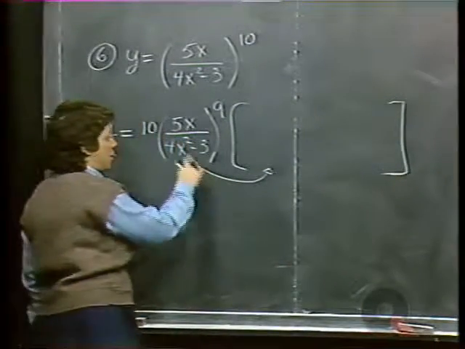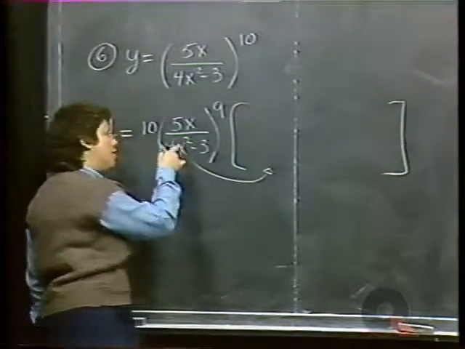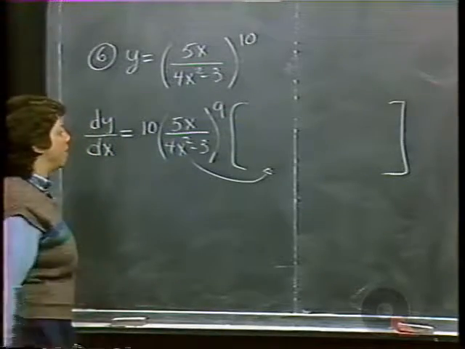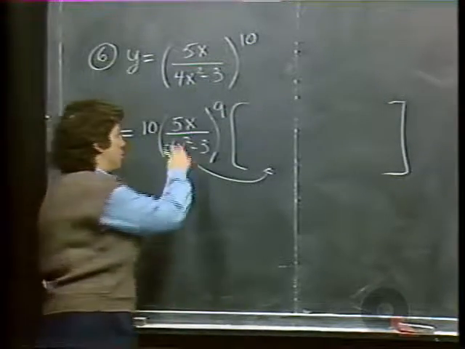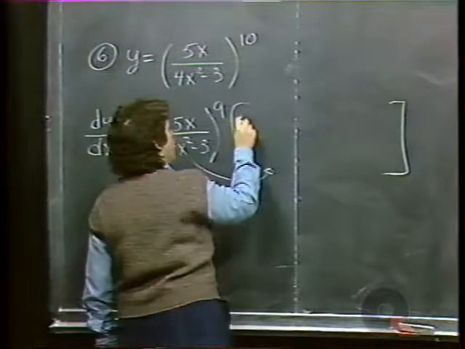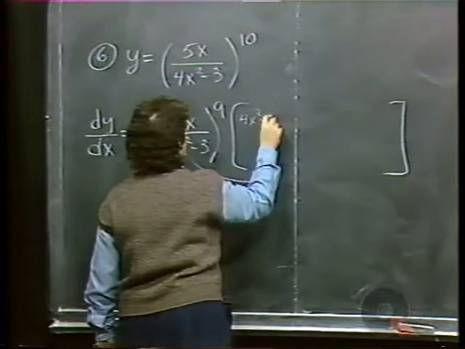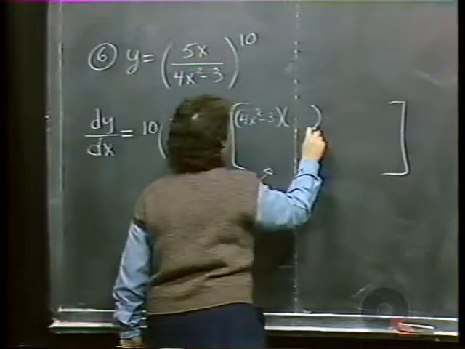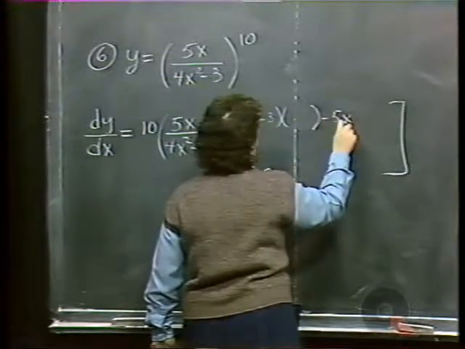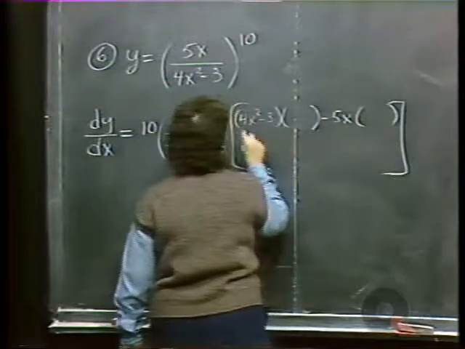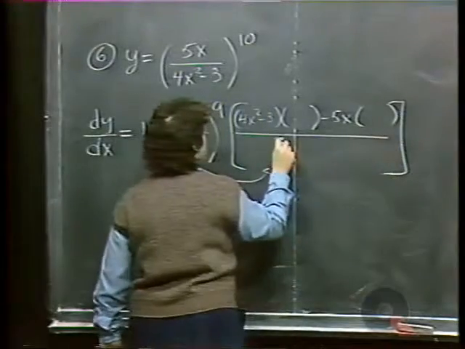Now comes your chance to say, what is the derivative of the inside? The inside is a quotient. Now's your chance to use the quotient rule. To get the derivative of a quotient, it will be the bottom times the derivative of the top minus the top times the derivative of the bottom all over the bottom squared.